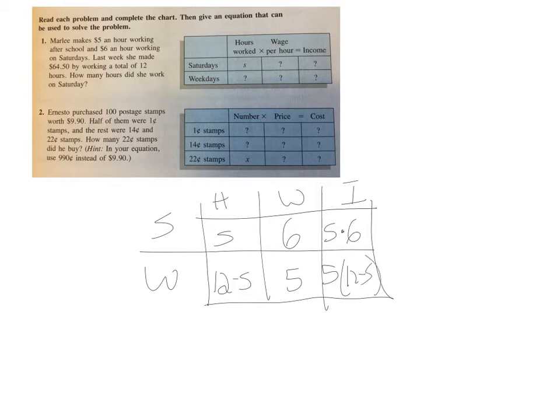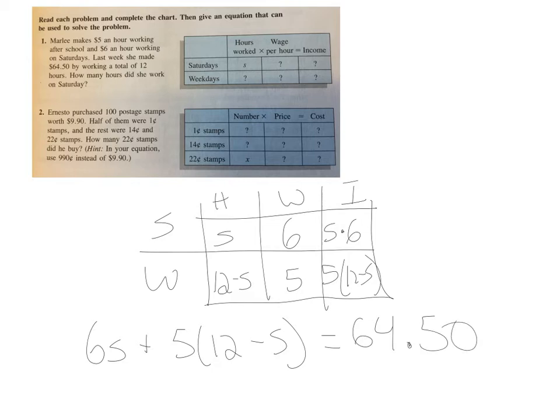The question becomes, how do the incomes relate to each other? Well, we know she made a total of $64.50. However much she made on Saturdays and however much she made on weekdays, all together has to equal $64.50. So we can take these two values for income, add them together, and set them equal to $64.50, like such. 6S plus 5 times 12 minus S has to equal $64.50. And there's our equation for solving the problem.